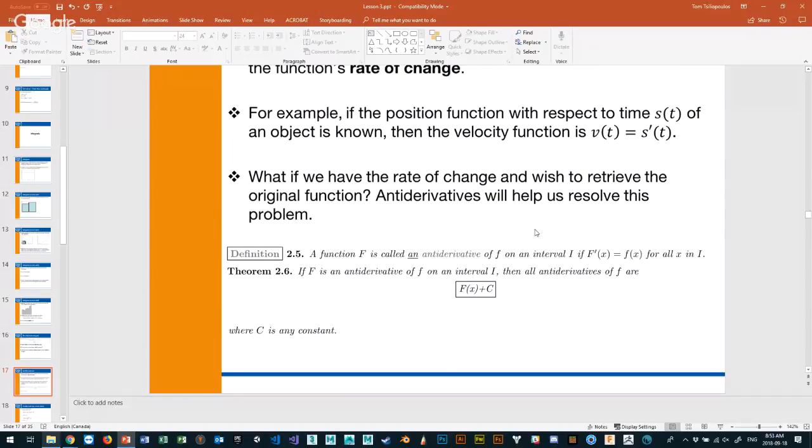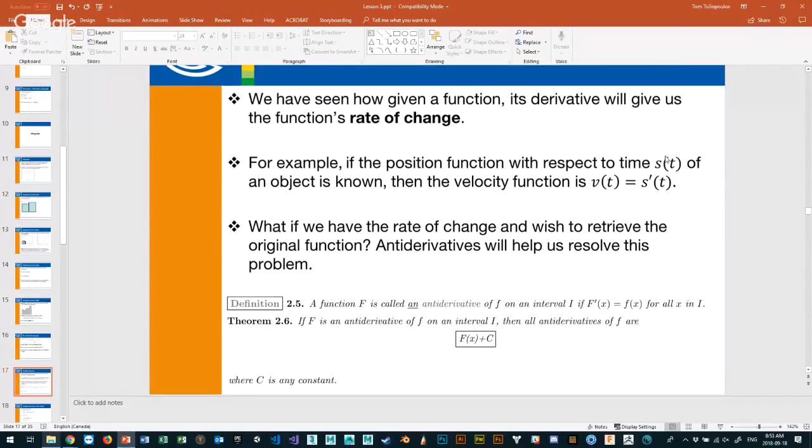So if you think about this, then if s of t is the position function, we know that v of t is actually s prime of t. So s prime of t is the derivative of the position function, right? So we know that velocity is the derivative of the position function. That's what this relationship is sharing with us, right?